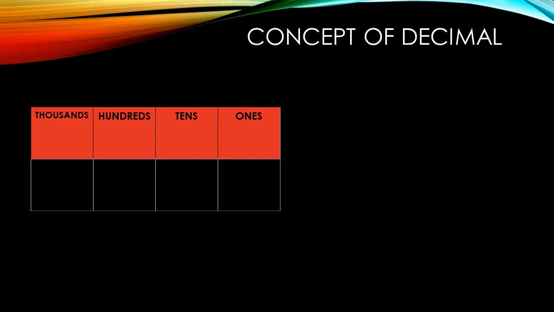Let's recall. Arrange 7 in the place value chart. It is a one digit number, so it comes in ones place. If we multiply 7 by 10, we get 70. So what do we observe? We observe that when we multiply 7 by 10, 7 jumps one column to the left, to the tens place in the place value chart.